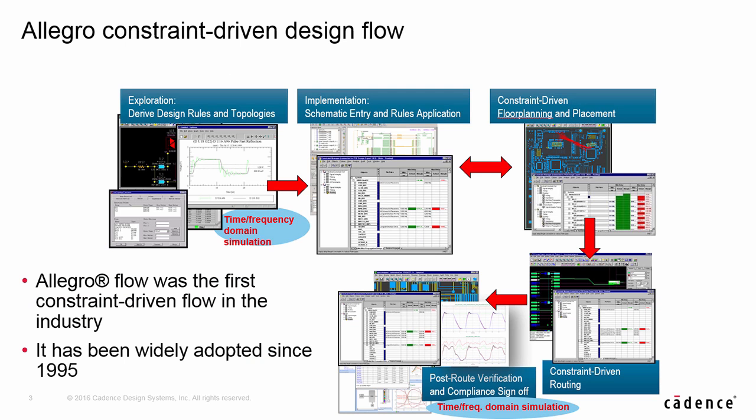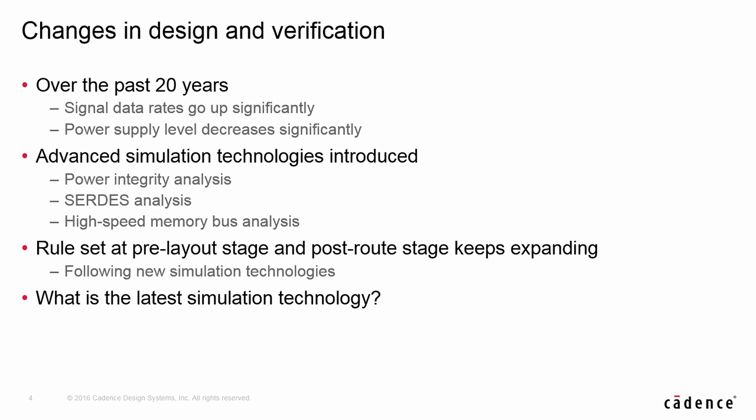Let's go back a little to see how the sign-off flow we just discussed evolved. The flow is basically constraint-driven without integration with layout environment. It originated from the first industry constraint-driven flow, that is the Allegro constraint-driven flow, which was introduced to designers in 1995. The constraint-driven flow first contained only rules to prevent problems with SI and EMI.